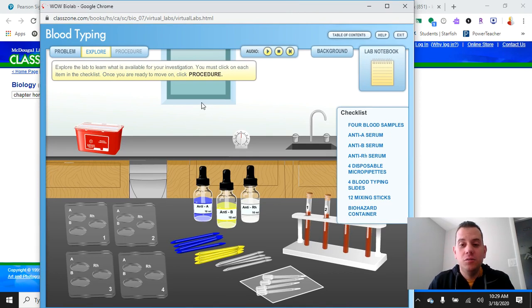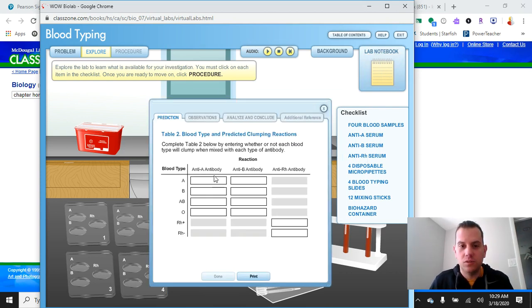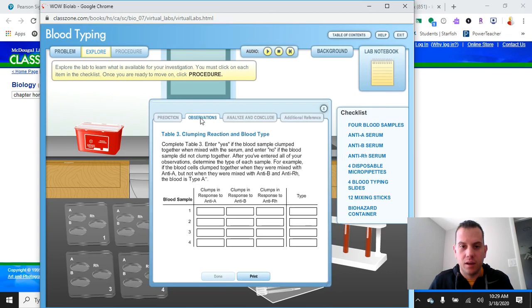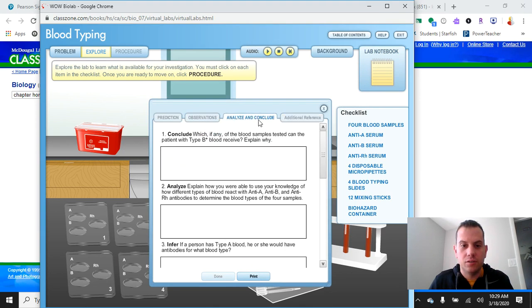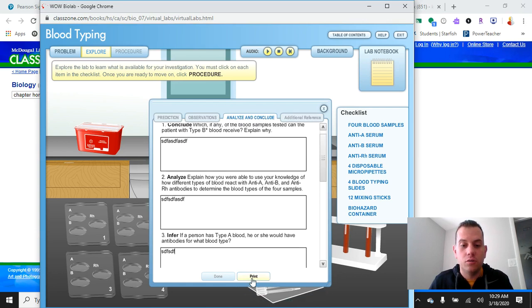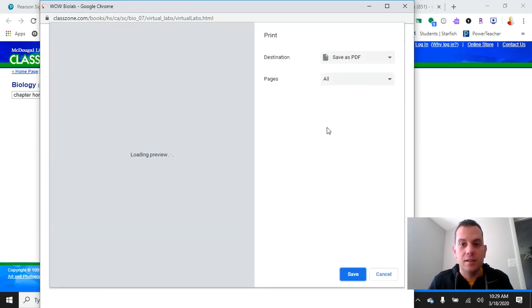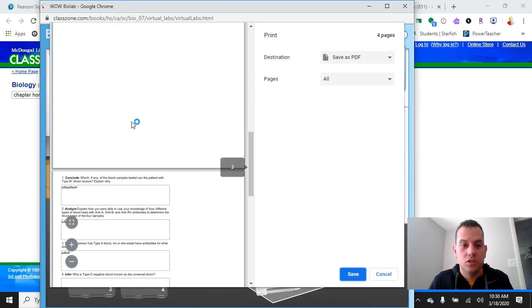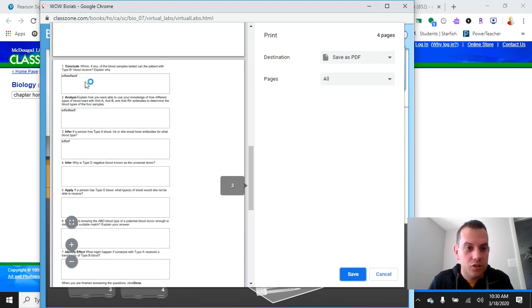As you go through this, click through the assignment in the lab notebook. Things will start to appear in here: the observations, and you'll answer questions. When you're done, you hit print and save as PDF. Everything you type in should be in there. See how it's on there? Then you hit save. Save it to your computer or your Google Drive, and then upload it to the submission link.